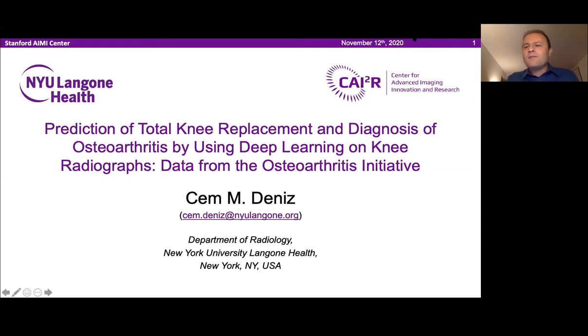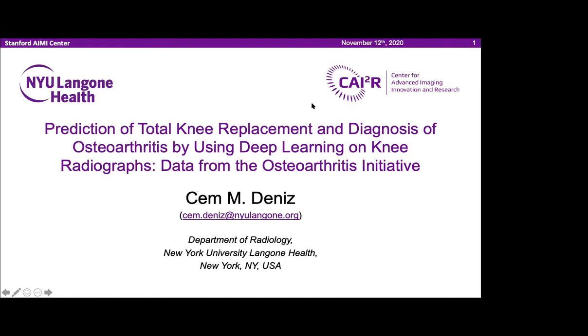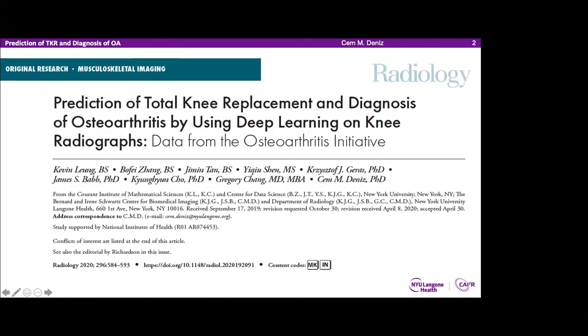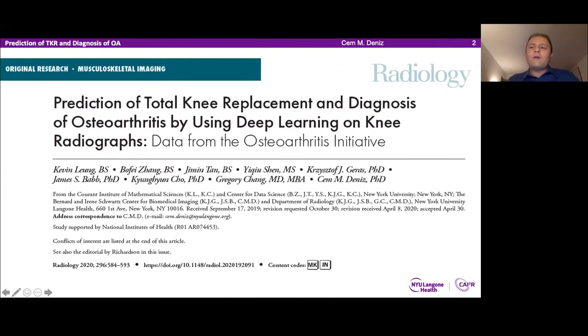Today, as Akshay talked about, I will be talking about our recent Radiology journal article. The title of the journal article is Prediction of Total Knee Replacement and Diagnosis of Osteoarthritis by using deep learning on knee radiographs. And we use data from the Osteoarthritis Initiative for this work. So you can see we have a collaboration with Downtown NYU as well as NYU School of Medicine.